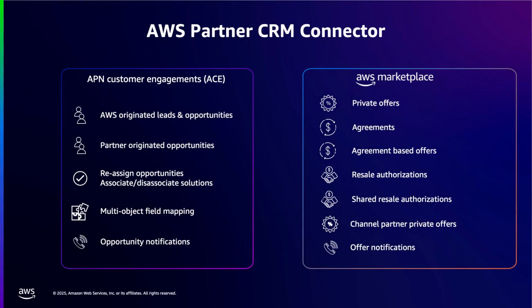The Partner CRM Connector integrates AWS Marketplace and APN directly into your Salesforce environment. This integration empowers your sales team to efficiently co-sell and sell with AWS. For channel partners, it significantly streamlines the management of a shared resale authorization and facilitates the creation and management of private offers, enhancing your ability to customize solutions for your customers.